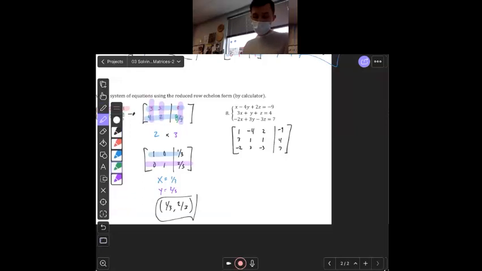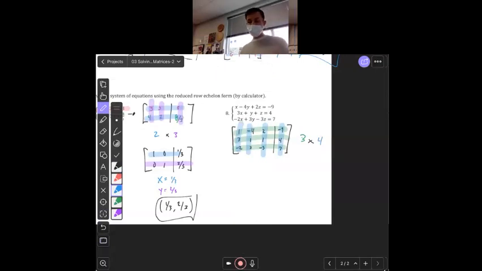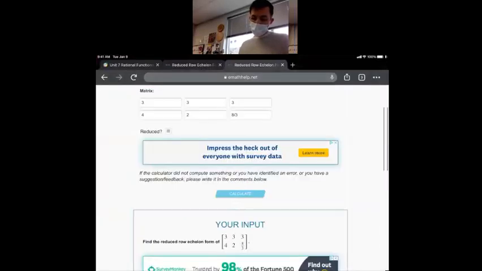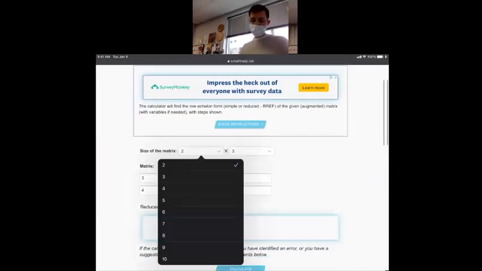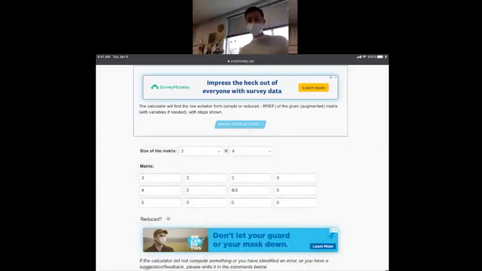Then you're going to count your rows. So 1, 2, 3. Count your columns. 1, 2, 3, 4. This is a 3 by 4 matrix. So go back to the calculator. You need to change the size. Make sure you always put the number of rows first. 3, 4. Okay, so to adjust everything for you, and you guys need to type it in.